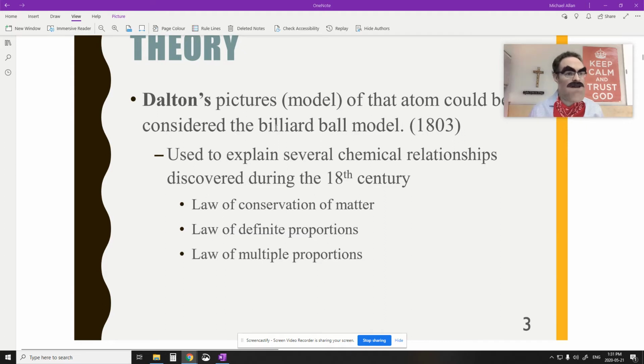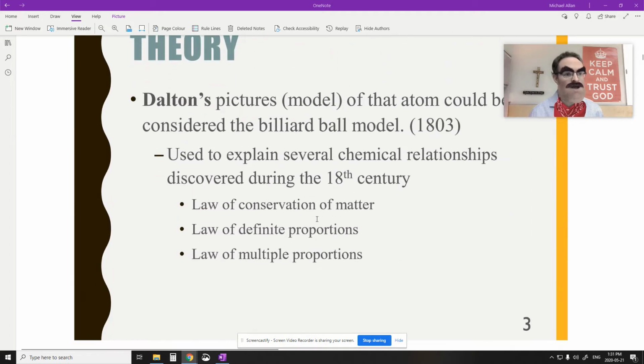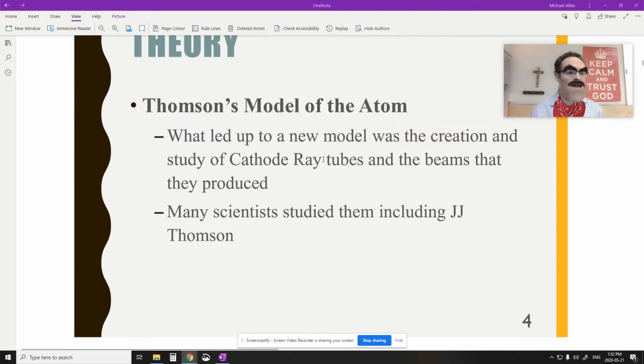So Dalton's model, the billiard ball model, just helps explain chemistry. It's a pretty easy thing. Just a billiard ball, just something that's indestructible. It can't be pulled apart into smaller pieces. At this point, they don't know what's inside the atom. They don't know about protons, neutrons, or even electrons. They know about charged particles, but they don't know how they're charged or what constitutes a charged particle at this point.